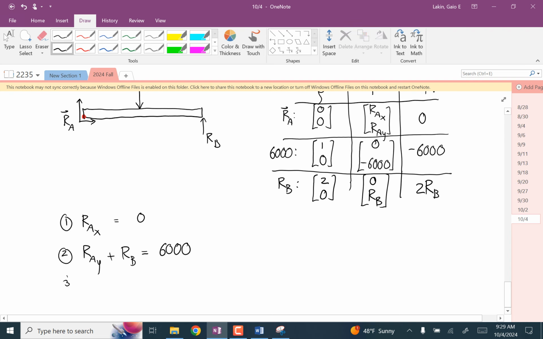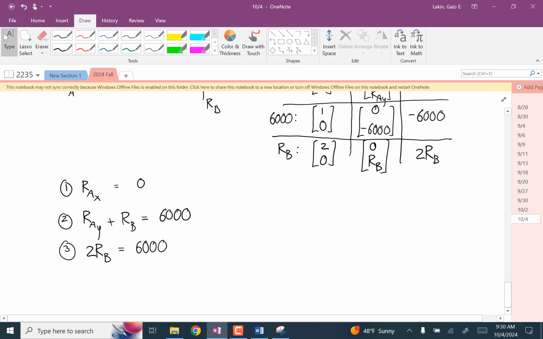And then the third equation says 2RB is equal to 6,000. From this one, you can see RB is 3,000. Then plug that in here, and you can see RAY is 3,000. And that's it. Any questions about that?